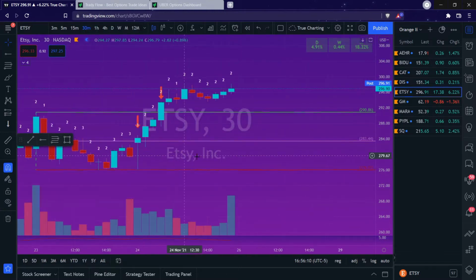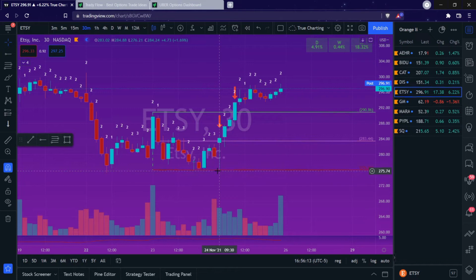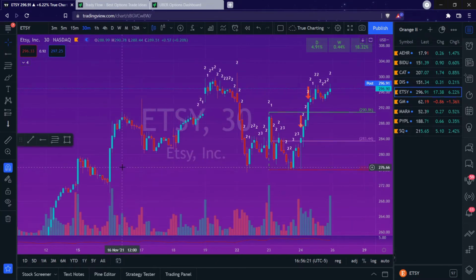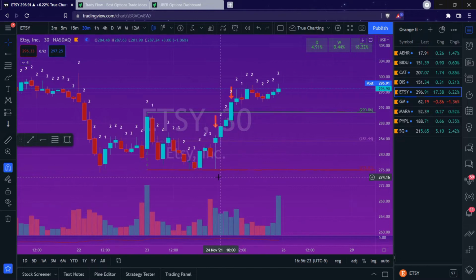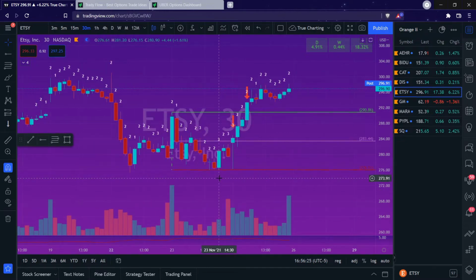So down on the 30-minute chart, it opens right here. We come down and we touch this level. That's been touched 1, 2, 3, 4, 5, 6, 7 times in the last month or so, in the last couple of weeks really. So we already know that's an important key level.